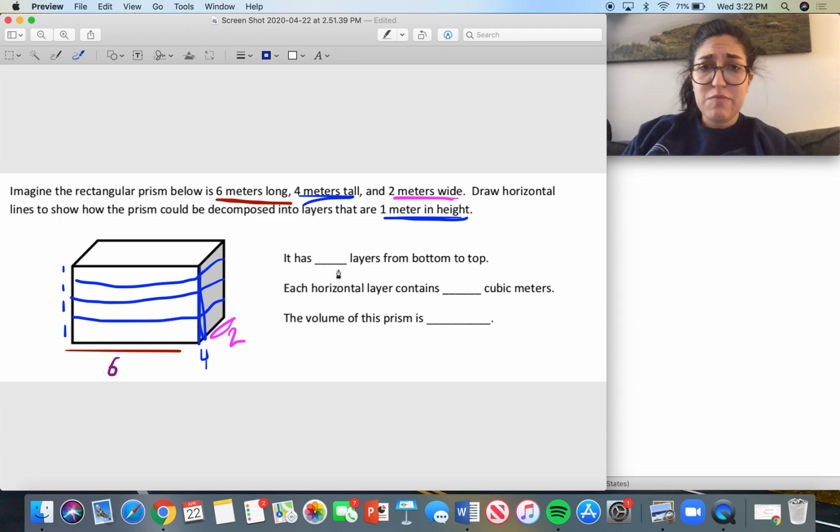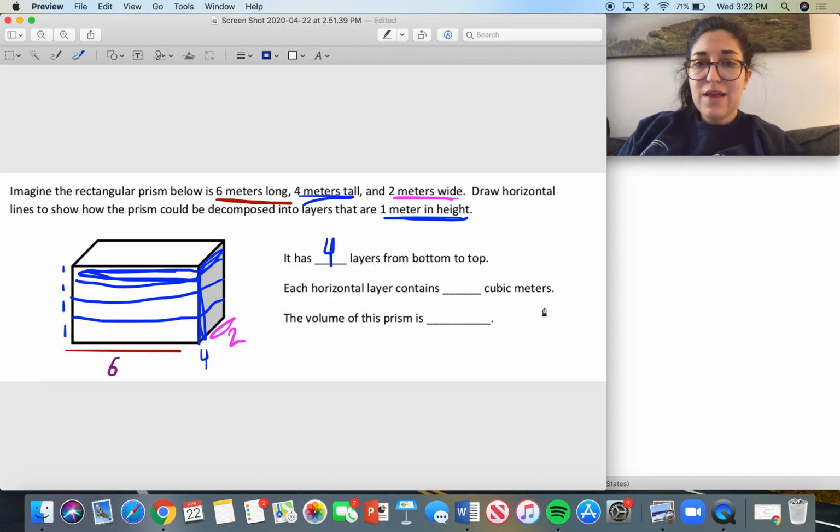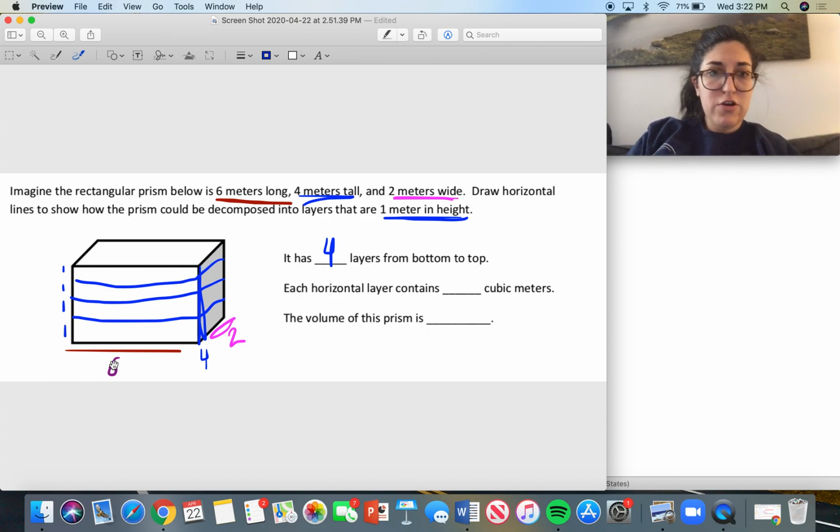So now it asks me, how many layers does it have from bottom to top? Let's count them. 1, 2, 3, 4. It has 4 layers. Now it says each horizontal layer, so each one of these layers, contains how many cubic meters? Well, let's figure that out.